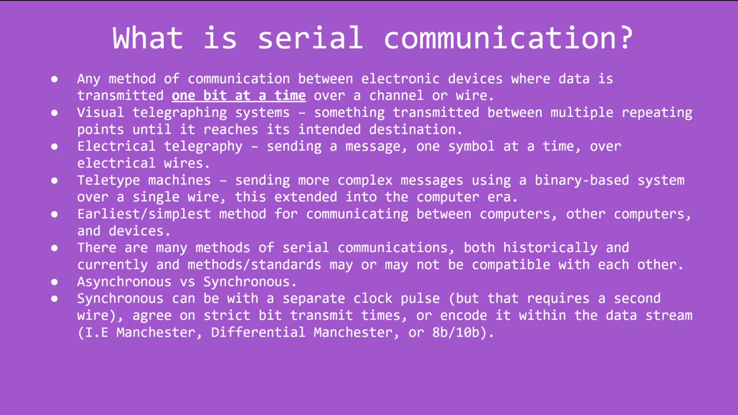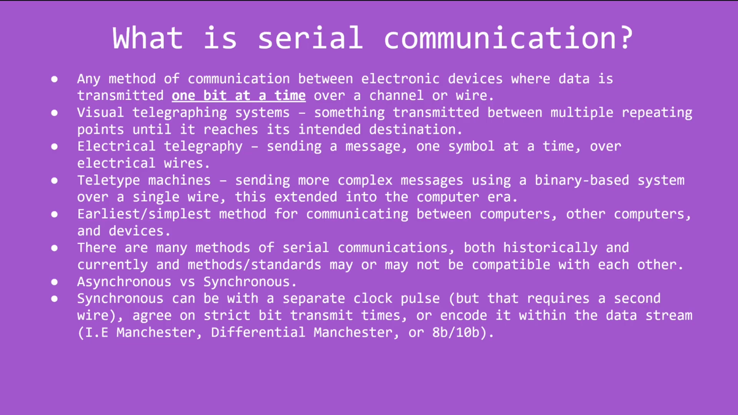So what is serial communication? Well, it's any method of communication between electronic devices where data is transmitted one bit at a time over a channel or wire. Technically, this began all the way back with visual telegraphing systems. Something as simple as somebody on the battlefield waving flags or making gestures to indicate a specific message would be a form of serial communication.